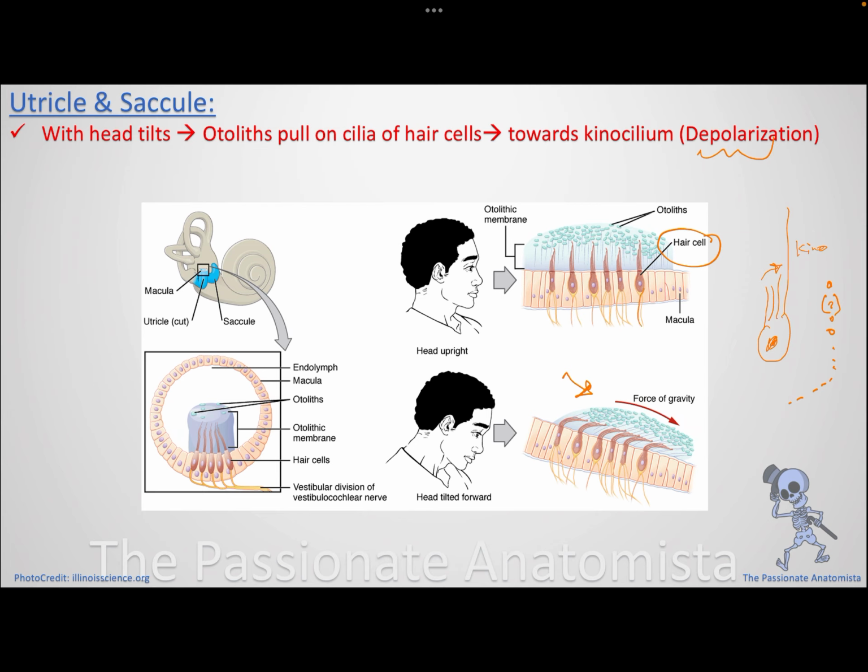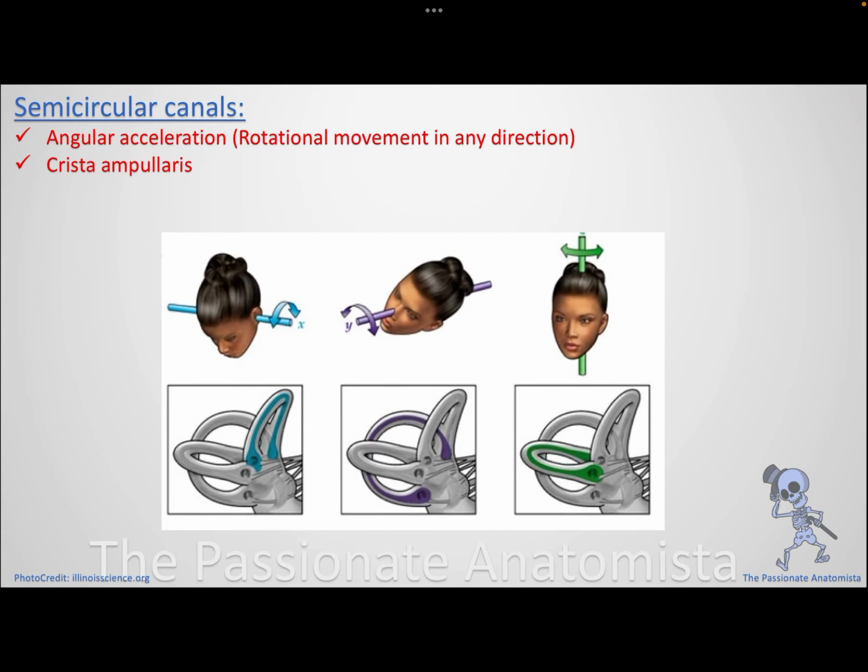I'm going to activate these nerve dendrites. I'm going to take this information all the way to the vestibular division of the vestibulocochlear nerve. All right, so this is what we mean by cochlea, and this is how we do the balance in a simple way. Now, what happens with the semicircular canals?